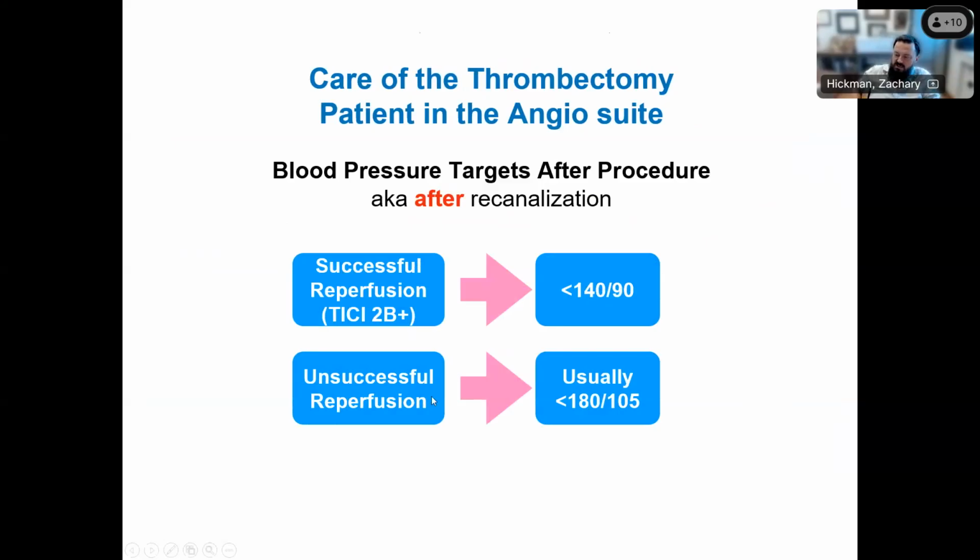If the reperfusion is not successful, so say it's like a TICI 0 to 2A, 0 to 1, not much perfusion past where the thrombus had been, then they'll let their blood pressure be higher because you are going to need more pressure to continue to perfuse that area of the brain past the area of the occlusion. So usually they'll do less than 180. So you might see them do like 120 to 180 or 140 to 180 in this case.